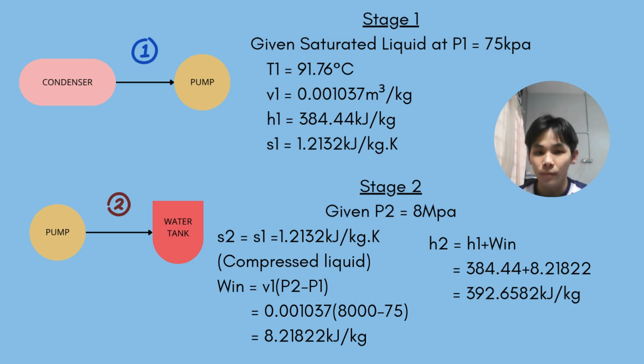So for stage 2, it's given that it is at 8 megapascal. Since it is an isentropic process, we can confirm that S2 is equal to S1 and it is a compressed liquid. And by using the formula W in is equal to specific volume 1 times delta P, we can get the W in, and from W in, we can get enthalpy 2 by using the equation H2 is equal to H1 plus W in.